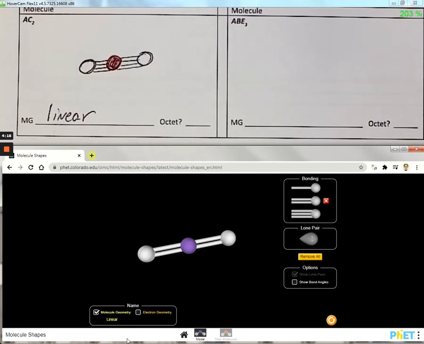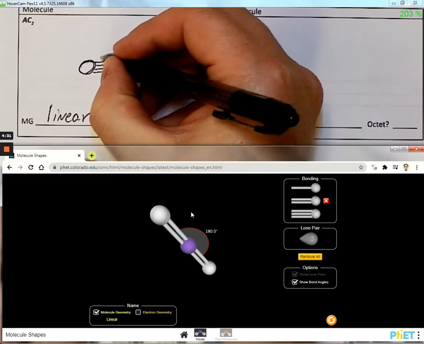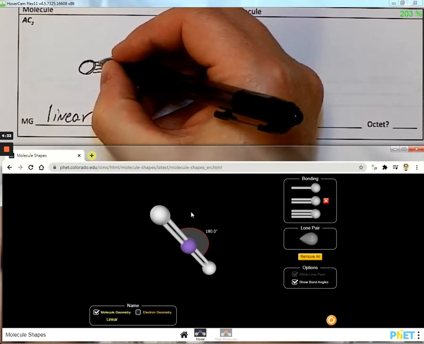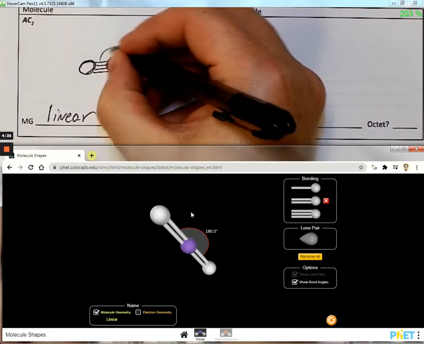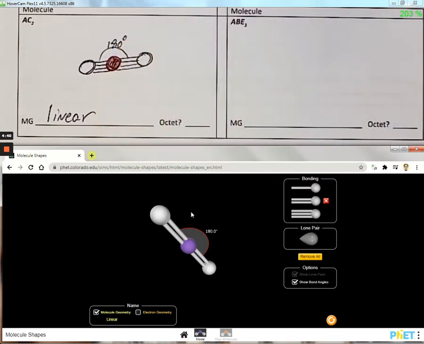Now, as far as a bond angle, if I click over here and click Show Bond Angles, because it's a line, that's a bond angle of 180 degrees. You can spin the molecule and see that. So I'm going to come into my drawing and label that, 180 degrees.